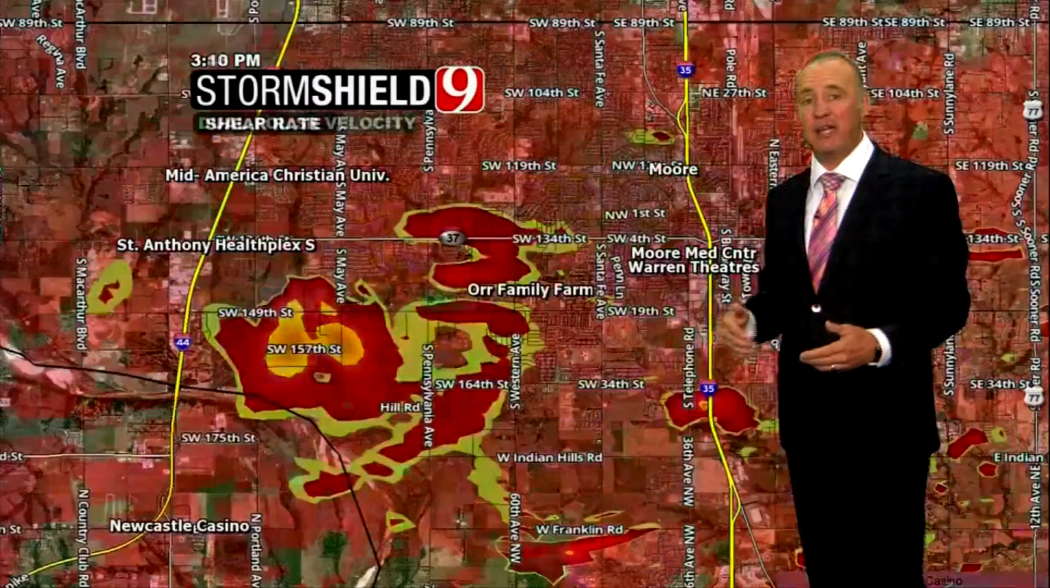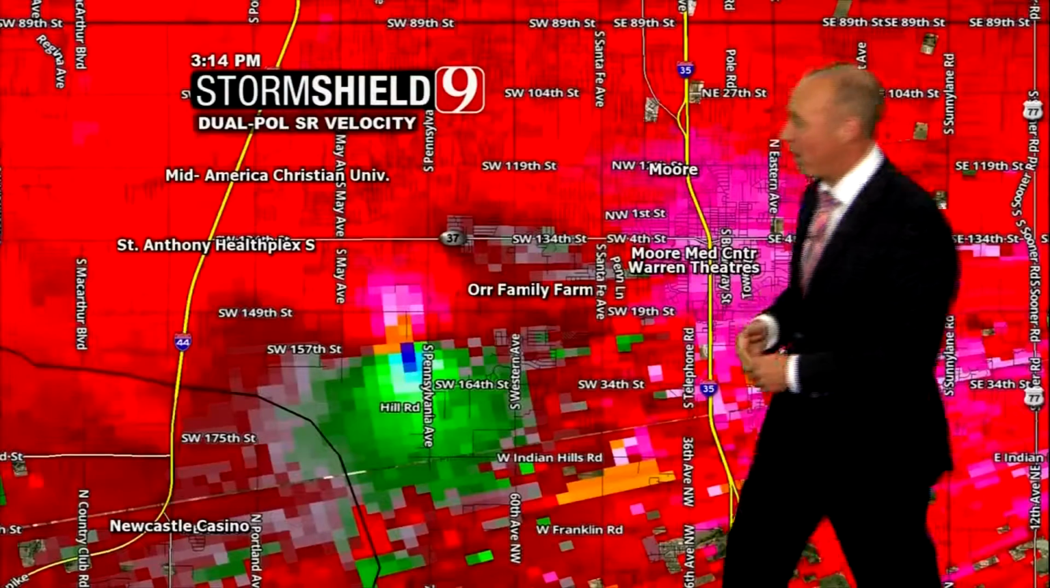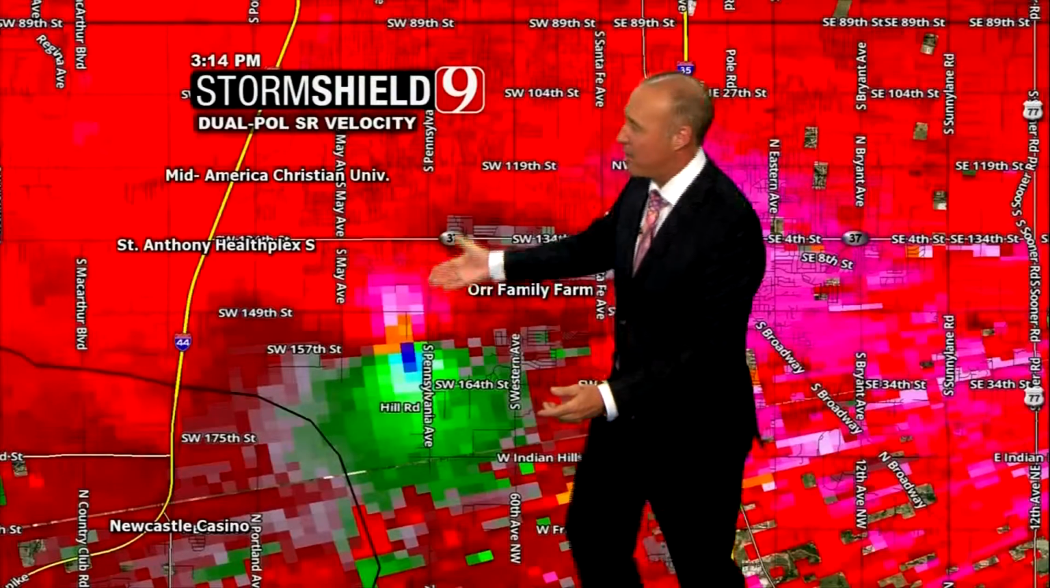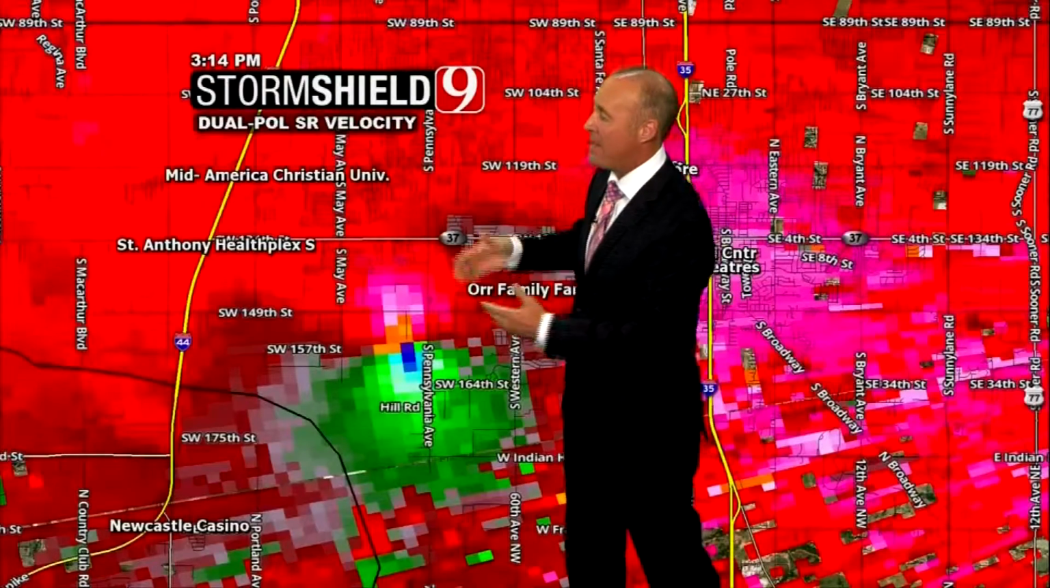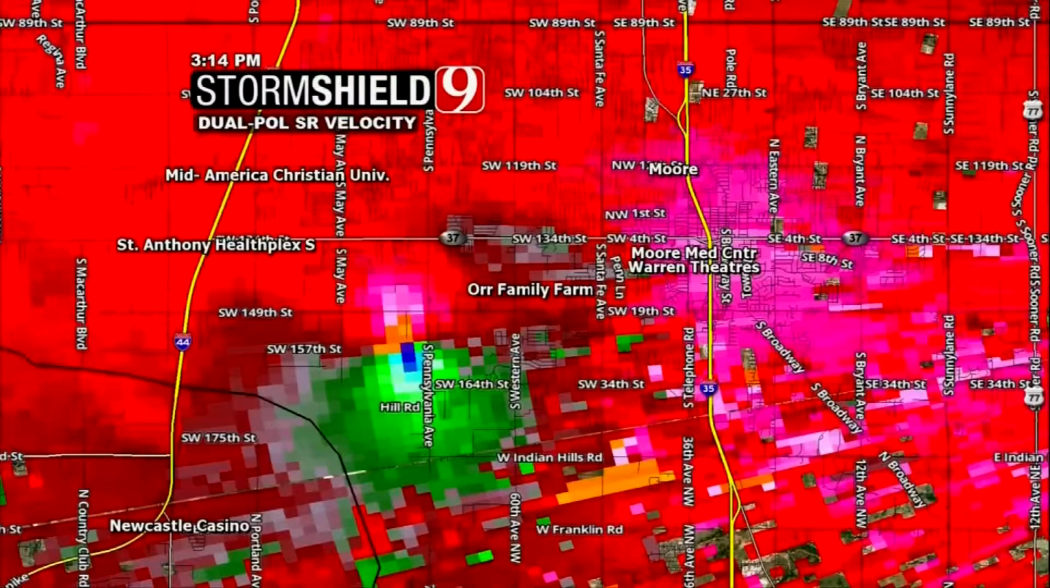Let's go to our velocity data. This just simply shows you wind speeds, okay, how strong the wind is blowing by using Doppler radar. And where you see the bright oranges up against the dark blues, that is where winds are well over 200 miles per hour. And that's telling me that there is again, a strong tornado on the ground.